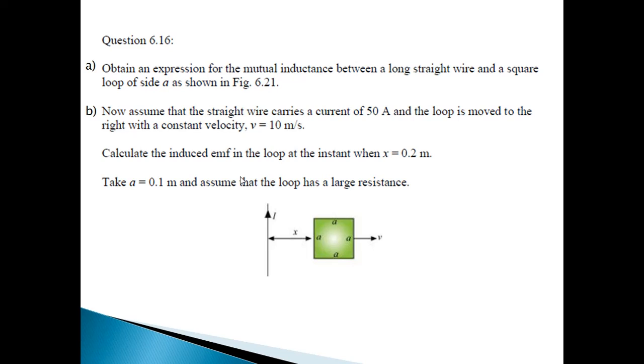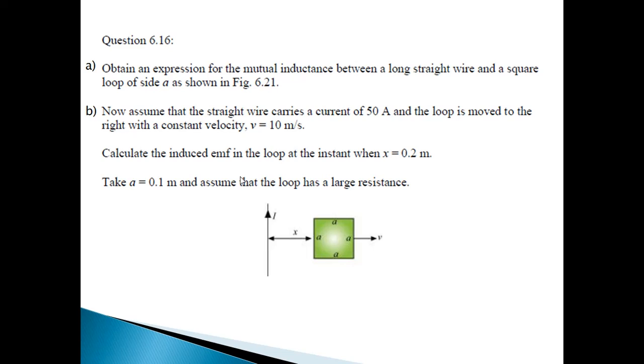Next question, 6.16. A. Obtain an expression for the mutual inductance between a long straight wire and a square loop of side A as shown in the figure. B. Now assume that the straight wire carries a current of 50 ampere and the loop is moved to the right with a constant velocity V equal to 10 meter per second. Calculate the induced EMF in the loop at the instant when x equal to 0.2 meters. Take A equal to 0.1 meter and assume that the loop has a large resistance.